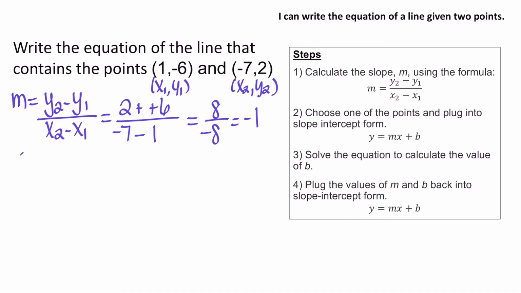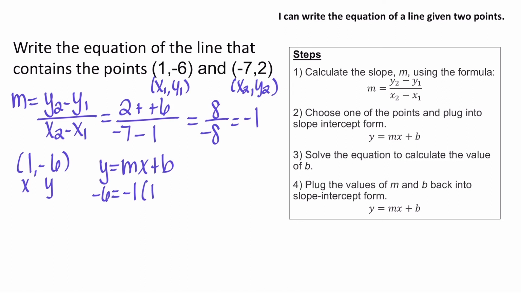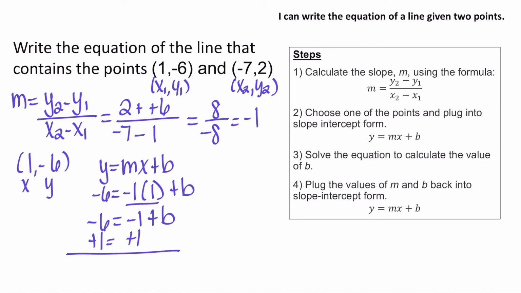I'm going to pick one of these points. Let's pick 1, negative 6, and that will be x and y. I'm going to go back to y equals mx plus b and solve for the value of b. So I have negative 6 equals negative 1 times x, which is 1, plus b. So I have negative 6 equals negative 1 times 1, which is negative 1, plus b. So now to get b by itself, I'm going to do the opposite of negative 1 and add 1 to both sides. Negative 6 plus 1 is negative 5. Negative 1 and plus 1 cancel, and negative 5 equals b.